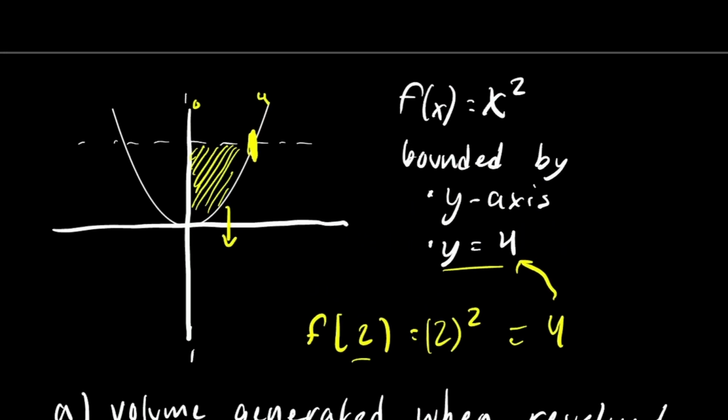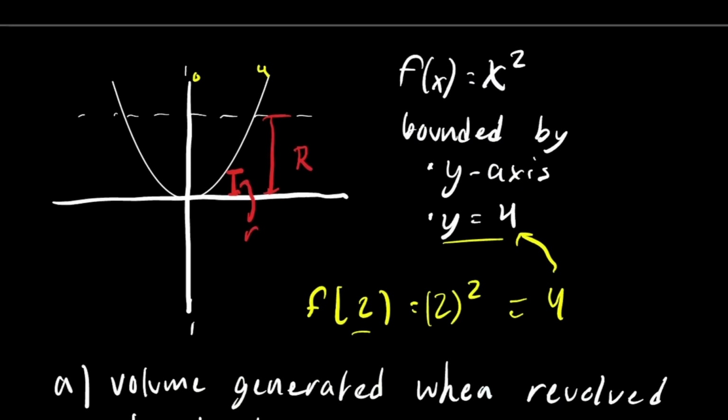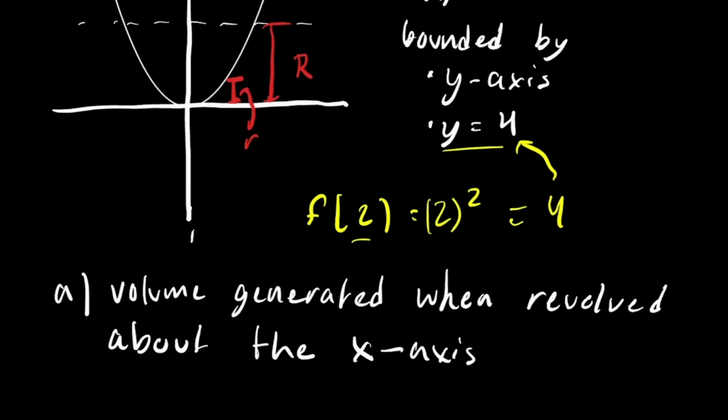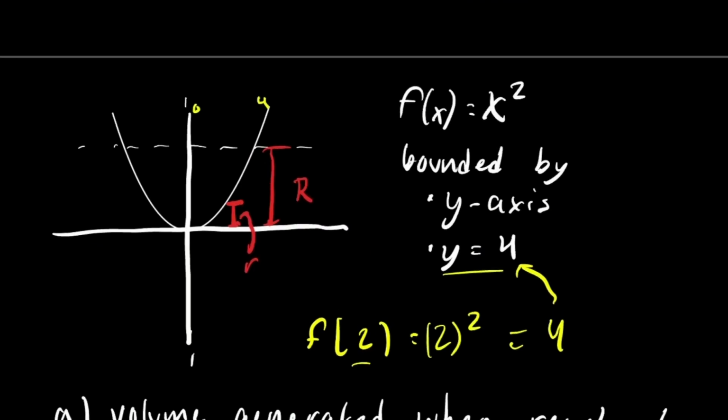So again, we have a hole, this distance, and this distance. So our big R is from here to here, right? So that's actually just y equals 4. So we can do 4 squared minus little r squared. It's x squared, that distance right there. So this distance is given by f of x.